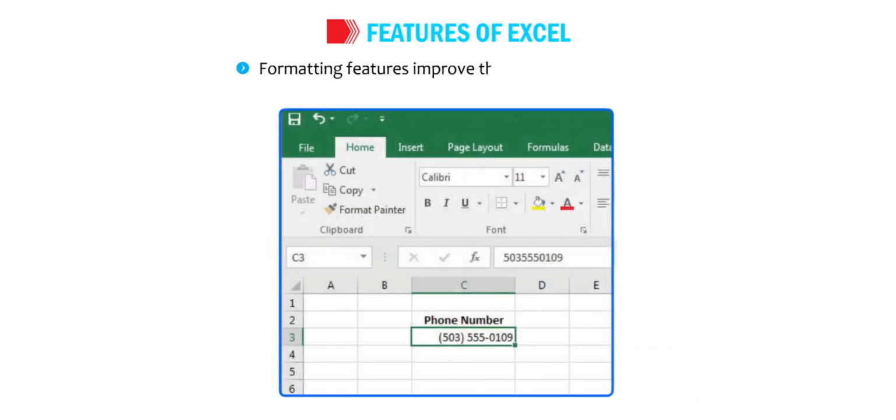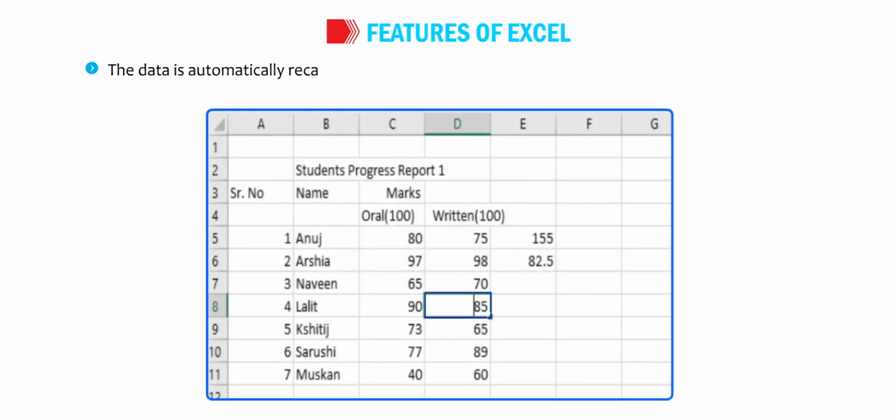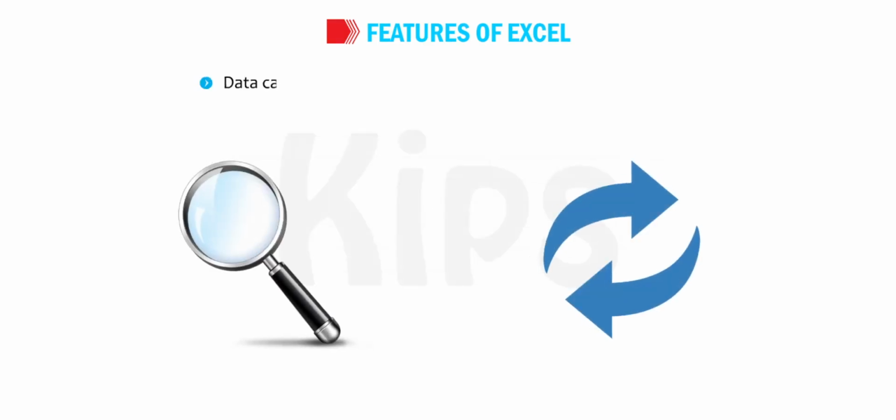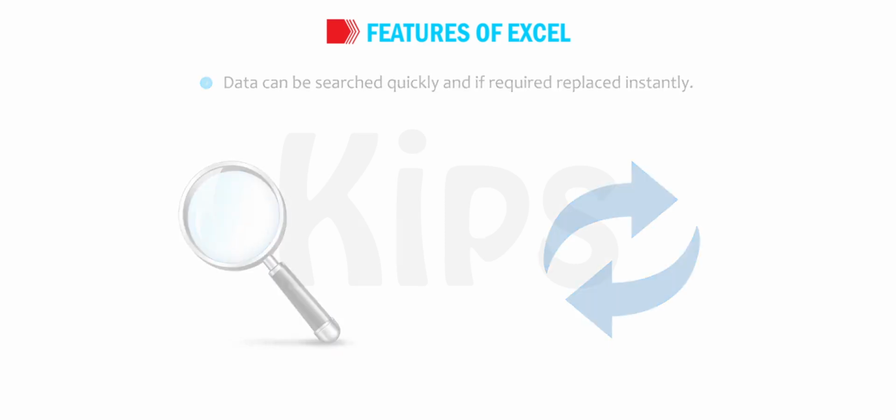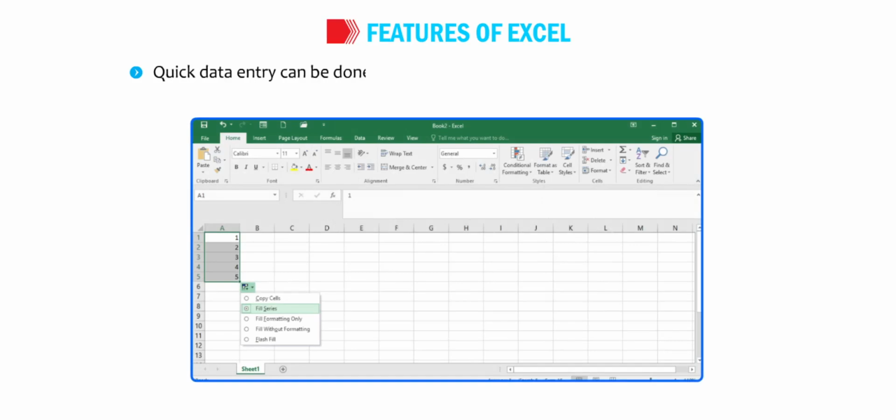Formatting features improve the appearance of data. The data is automatically recalculated in the entire worksheet if any change is made in a single cell. Data can be searched quickly and, if required, replaced instantly. Quick data entry can be done in a large series of cells by using the autofill option.